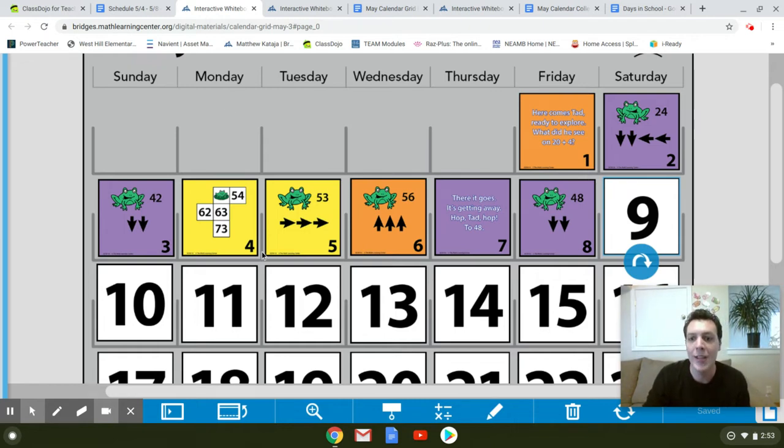So let's see where we left off with Mrs. Gallo. Today is Monday, May 11th. And we are tracking little Tadwick and where he is hopping along. And remember, the arrows down mean you're adding 10, and the arrows up mean you're taking away 10. The arrow to the right means you're adding 1, and the arrow to the left means you're taking away or subtracting 1. So we're either adding or subtracting 1s and 10s.